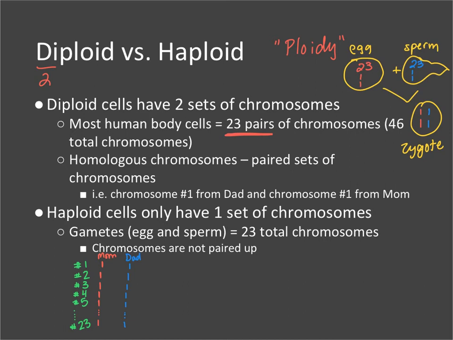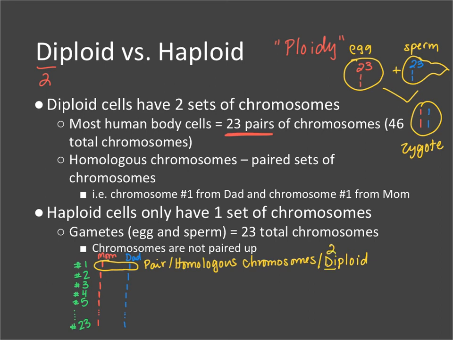Now, these chromosomes that you get from your parents are called homologous chromosomes, all right? So these 2 chromosome number 1s are a pair of chromosomes. We also call them homologous chromosomes. And if these paired homologous chromosomes are present, we can say that the cell is diploid because there are two sets of chromosomes present.